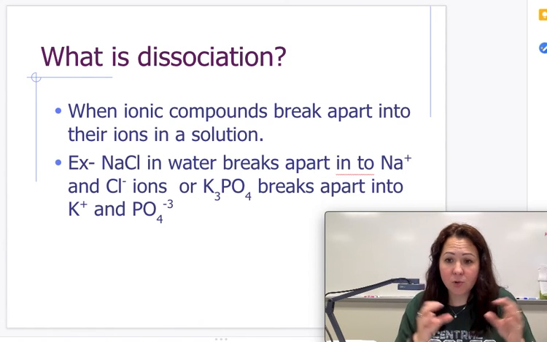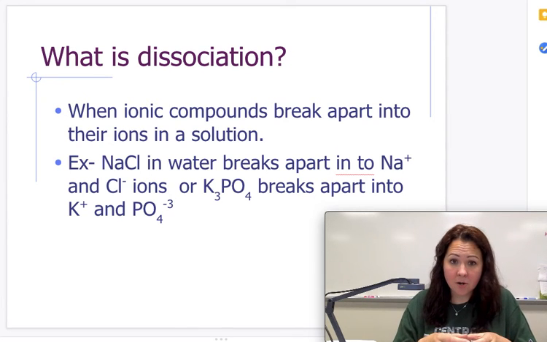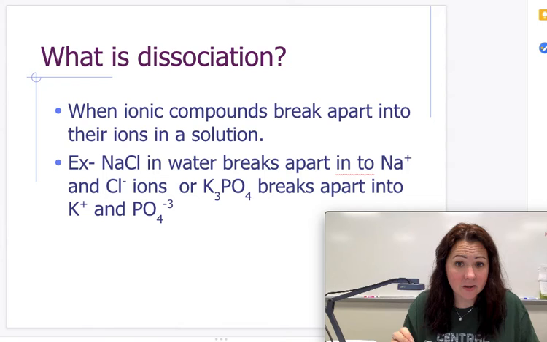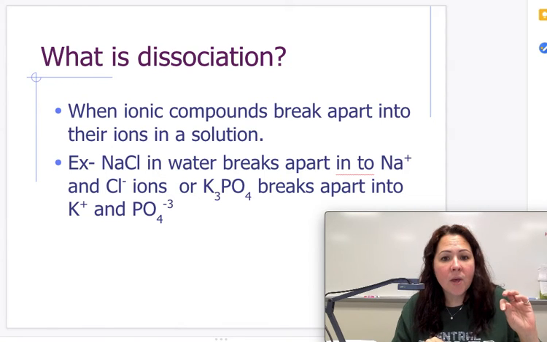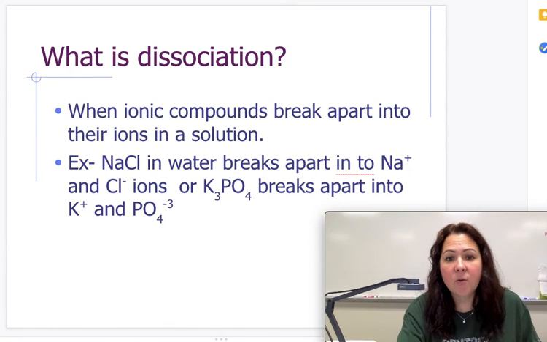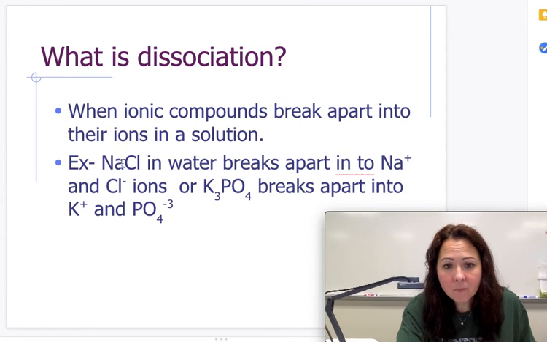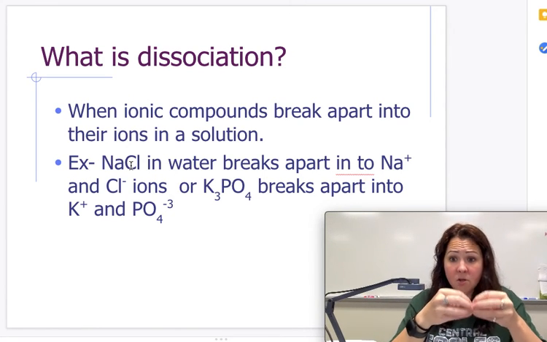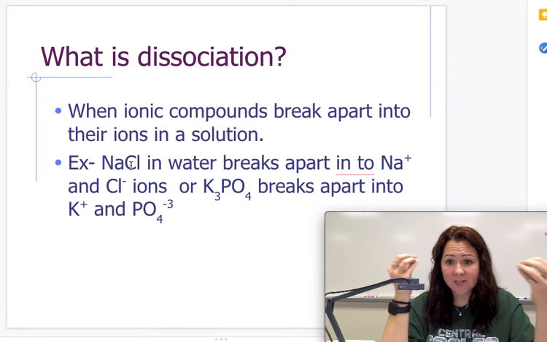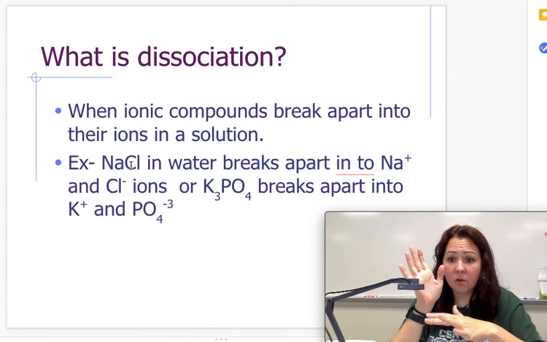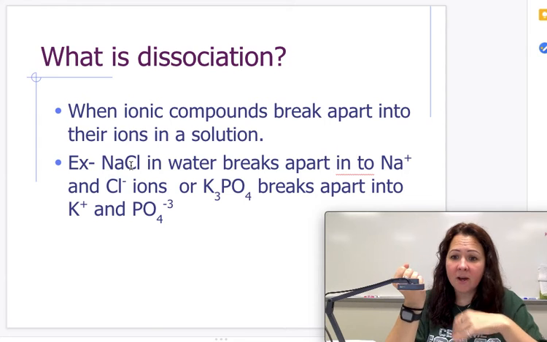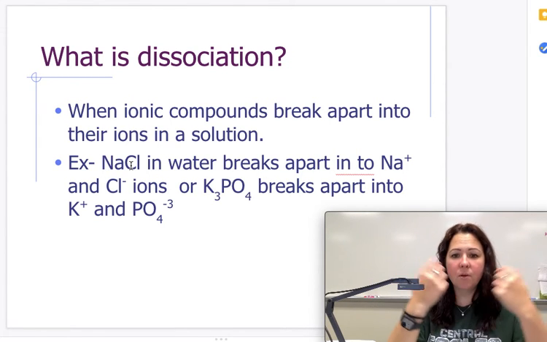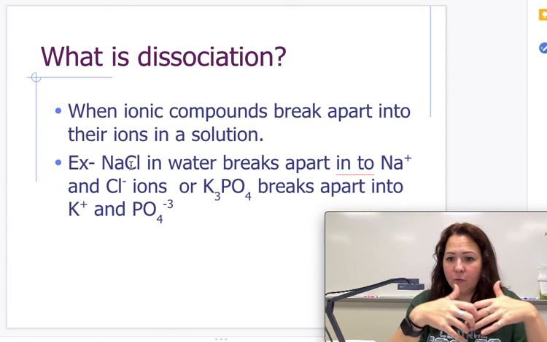Dissociation is what happens when you put an ionic compound into water. That ionic compound in water breaks apart into its ions. So when you are making a solution, like we have sodium chloride, that sodium chloride goes into water. That water, the solvent, breaks it apart into its ions, sodium ions and chlorine ions. Now when a sodium ion and chlorine ion hit each other, they go back together, then they break apart again. It happens over and over and over.